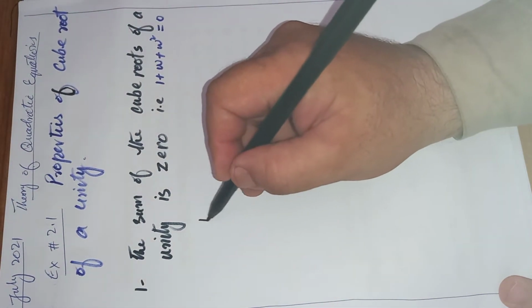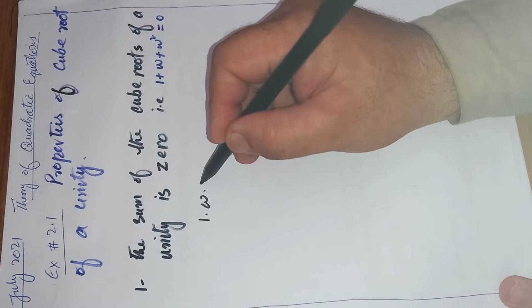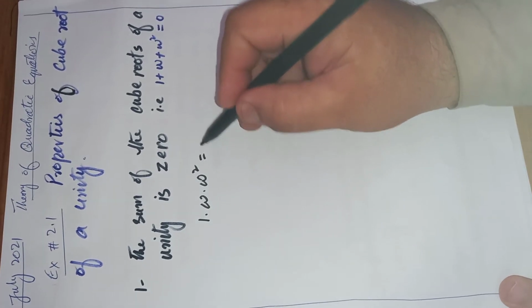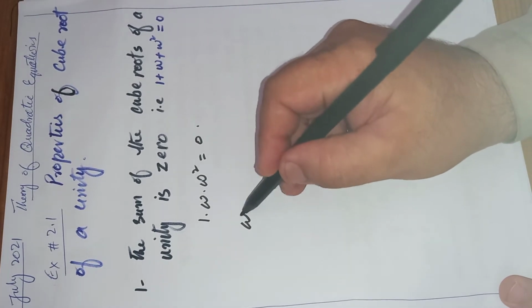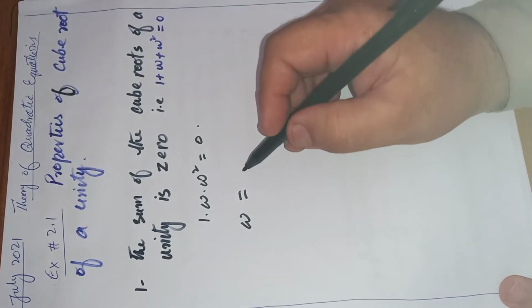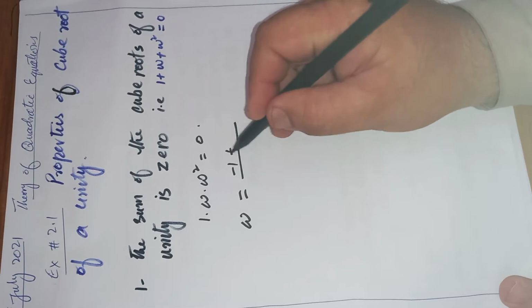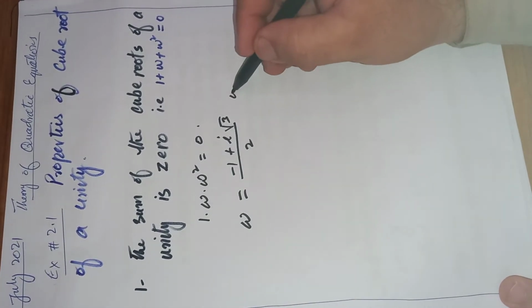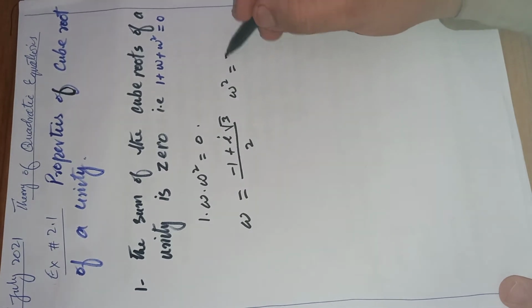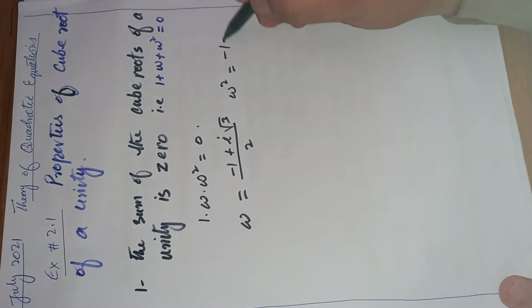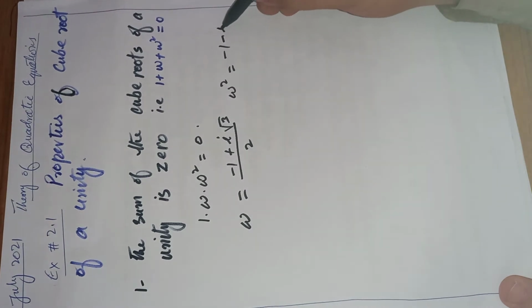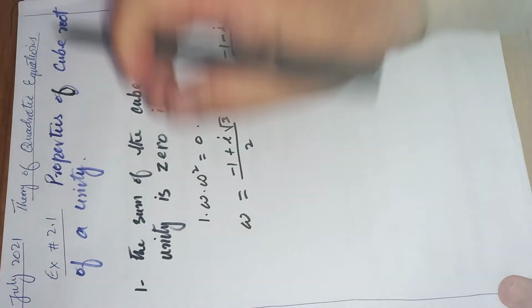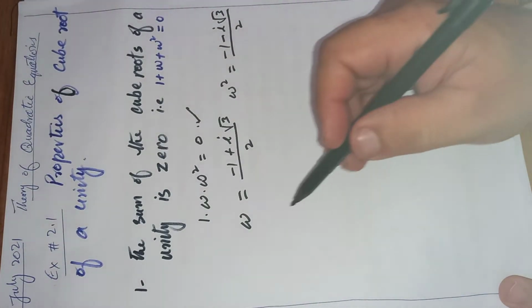Now what were the roots? 1, omega and omega square. That is supposed to be equal to 0. We also found that omega is (-1 + i√3)/2, so omega square is -1, and the only difference is that here it was plus, here it is minus i√3 by 2. Now we will insert its value in this equation.